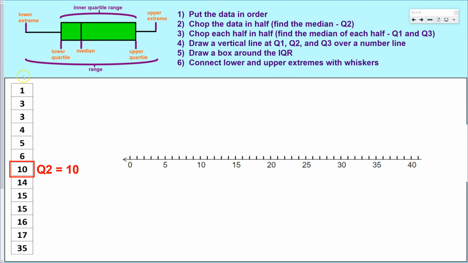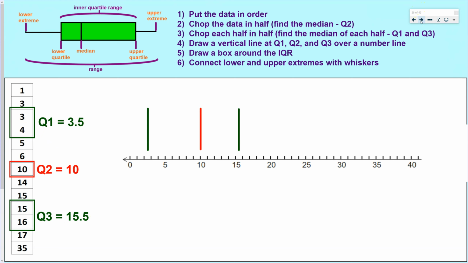So I have to consider only the six data points on the low end side and only the six on the upper end side. If I find the middle of those two, Q1 is 3.5, the average of 3 and 4, and Q3 is the average of 15 and 16. Go ahead and draw those in, draw a box around it, and then we're going to do a minimum value of 1 and a maximum value of 35.